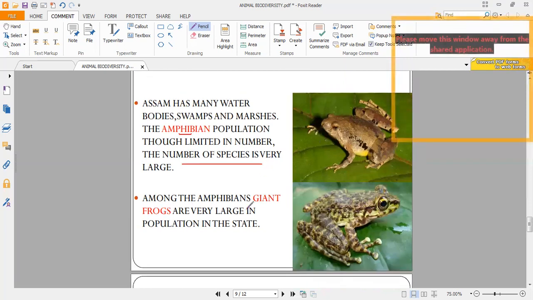Now, among all the amphibians, the giant frogs are very large in population. The giant frogs are very large in population in our state. So amphibians are mostly represented by frogs. We have observed a variety of species in the state, and mostly in large population you can find the giant frogs.